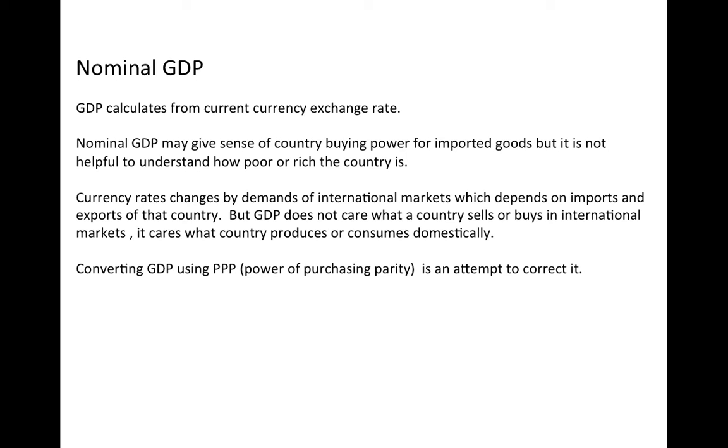For some countries, there may not be a good demand for their currency in international markets, but they may have good production and consumption within their domestic area. In that case, nominal GDP will not give the correct picture of its economic progress. So, converting GDP using PPP, purchasing power parity, is an attempt to correct it.